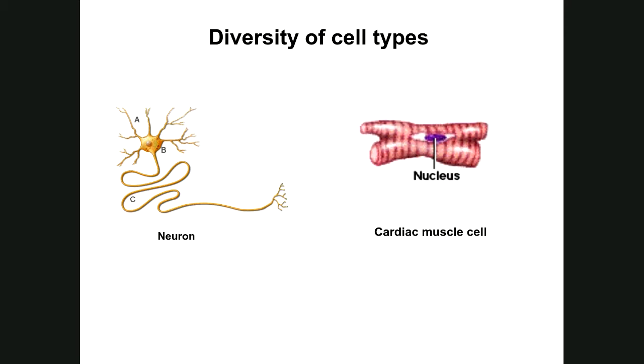One other thing they'll point out is how cells don't have the same shape, but that their shape is often related to their function. So you can see here a cardiac muscle cell of the heart versus a neuron of the nervous system. They have different shapes, but it's tied into their functions.